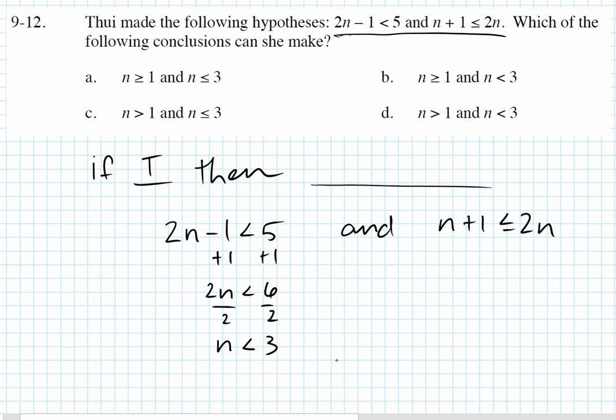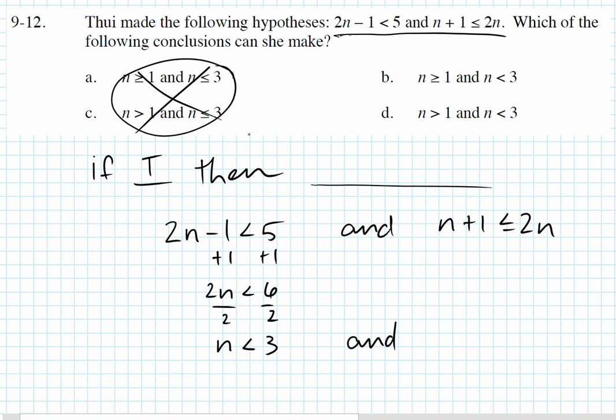Now that's part of my and. That's one side of the and statement, right? And something else is true. Now when I look at that and I look at my choices, I can see obviously these aren't going to work because these are less than or equal to. That's the wrong inequality symbols on all of those.